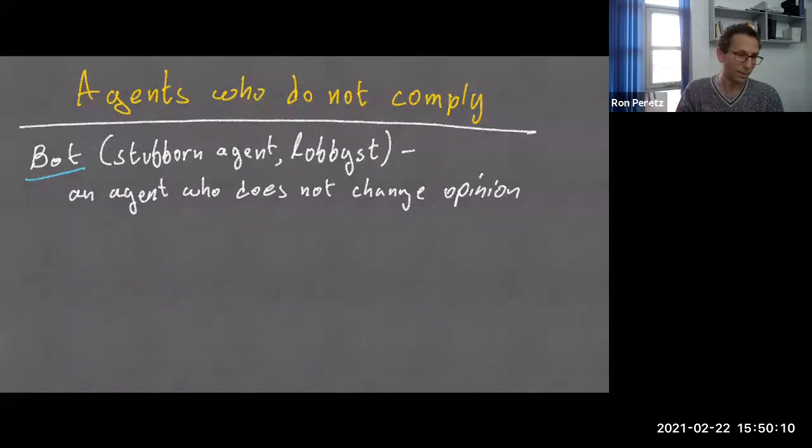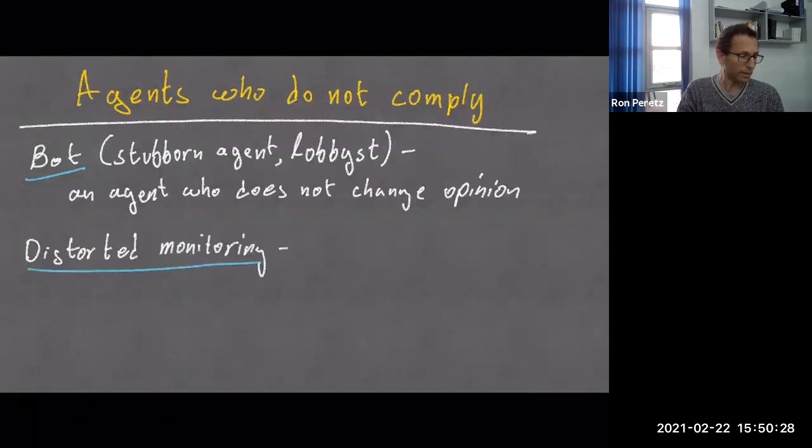Okay, so let's assume that one of the agents is a bot. If we have a finite graph, the opinion of the bot will take over. And another type of agents who do not comply, we call them distorted monitoring.